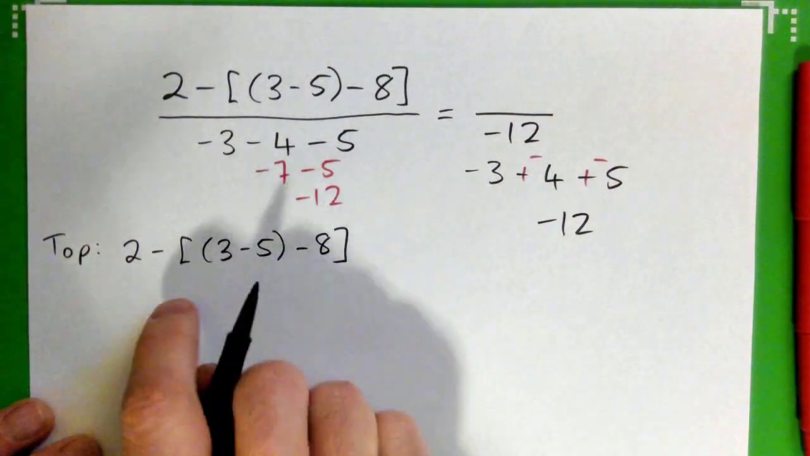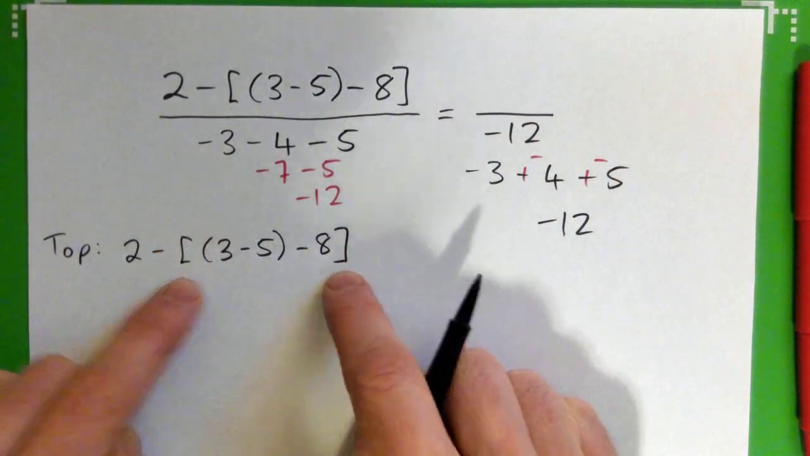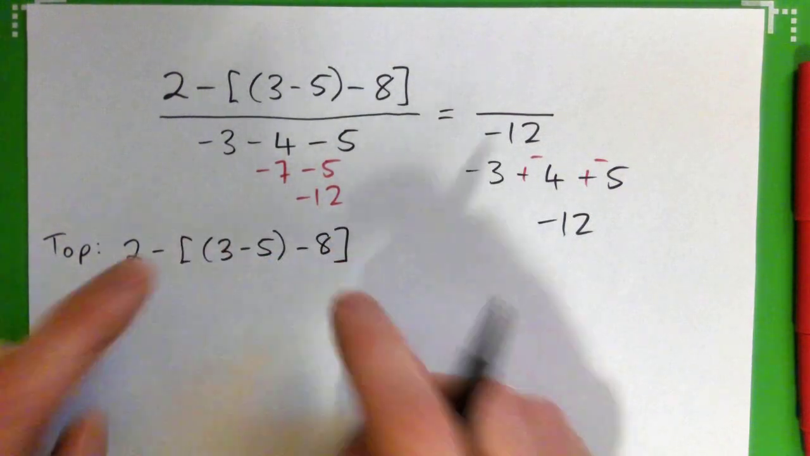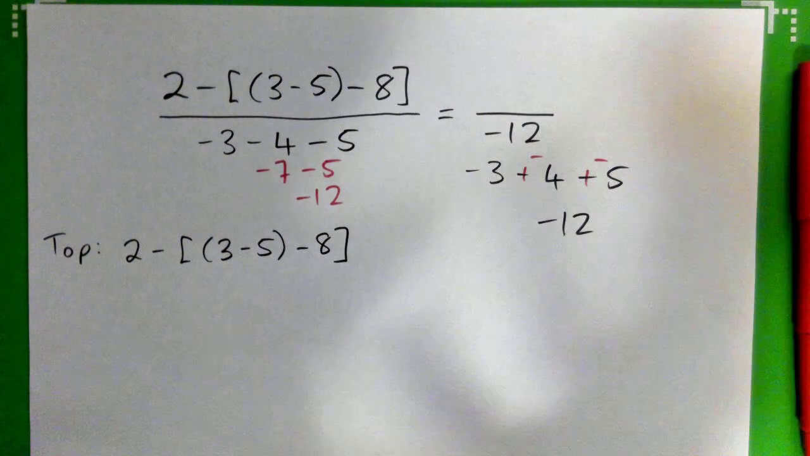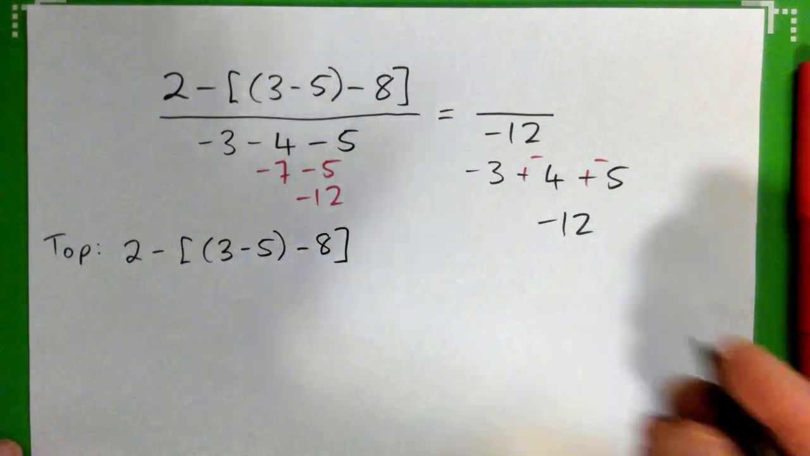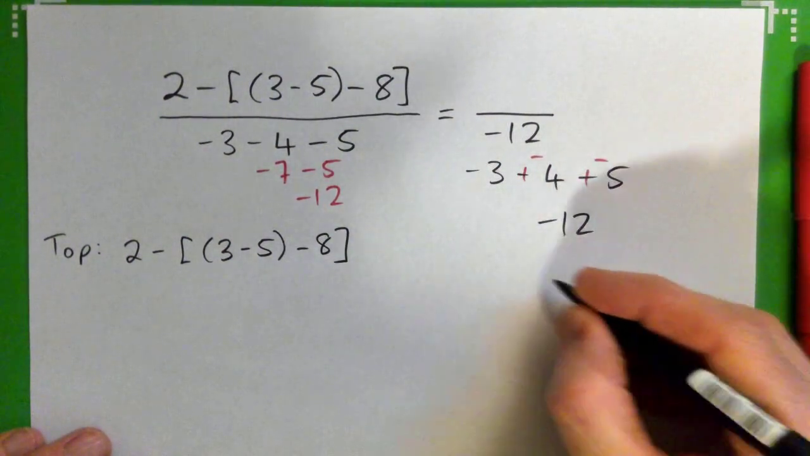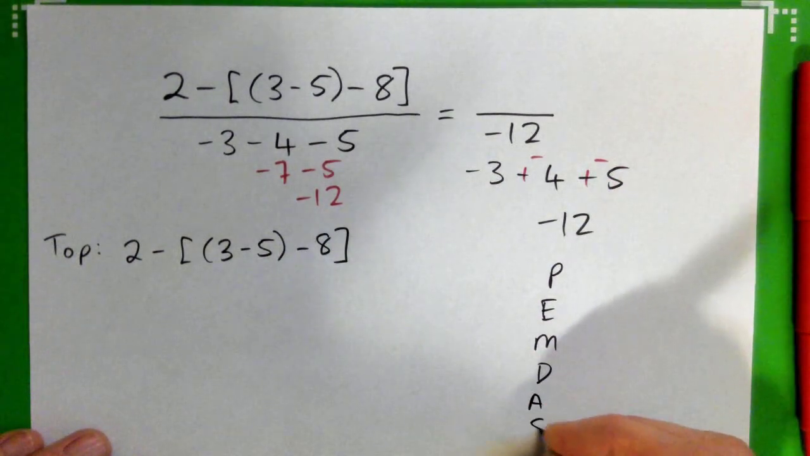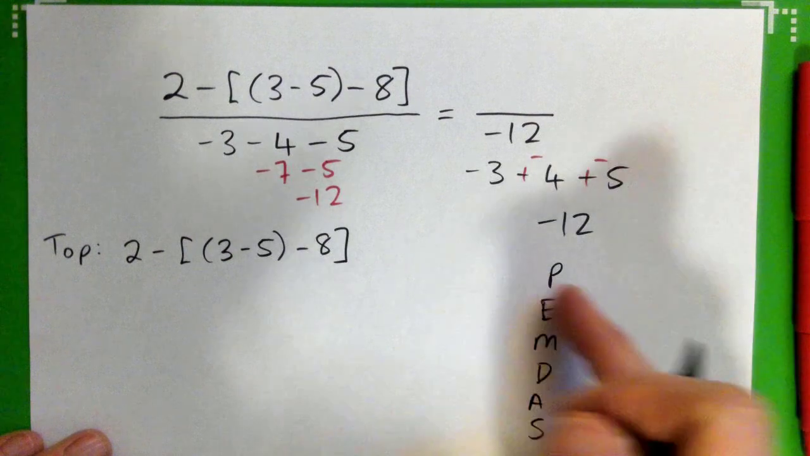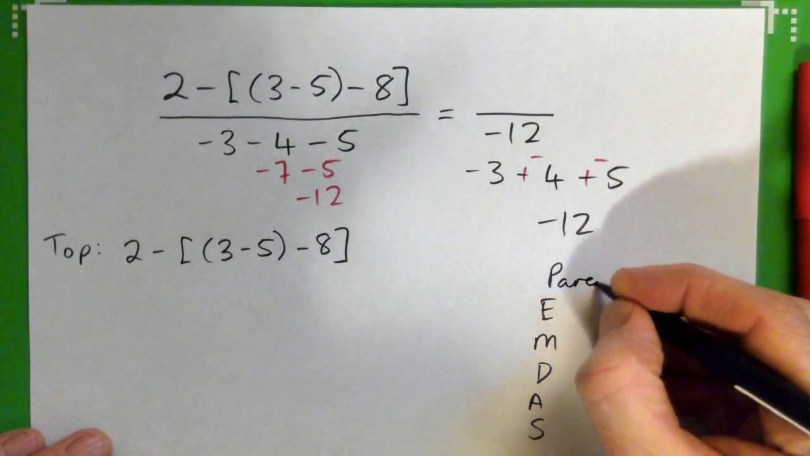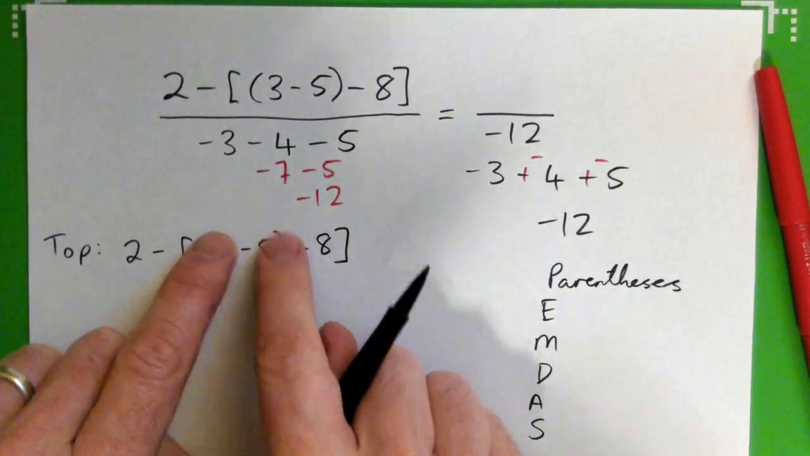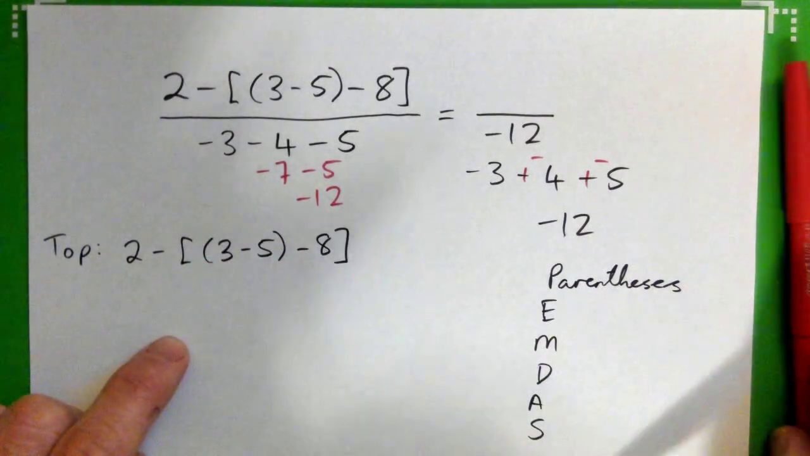On the top, remember, the square brackets are just like any other parenthesis. Whether it's these parentheses or square brackets, they're the same thing. It's just a different grouping symbol, right? So when we're doing our order of operations, PEMDAS, parentheses, exponents, multiply, divide, add, subtract, we do parentheses first, but we do the innermost. So these are the innermost, the 3 minus 5.